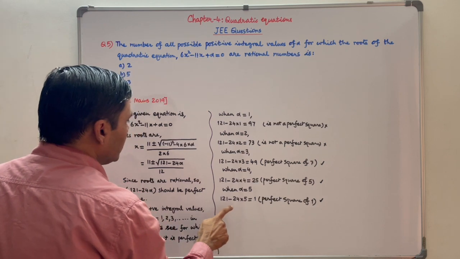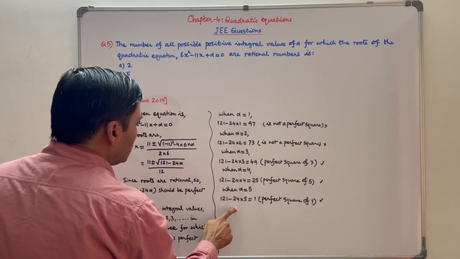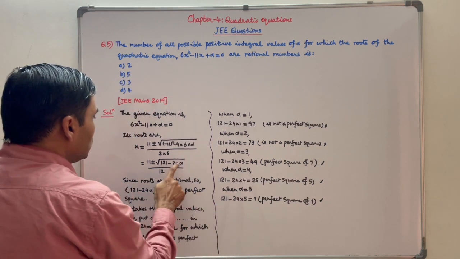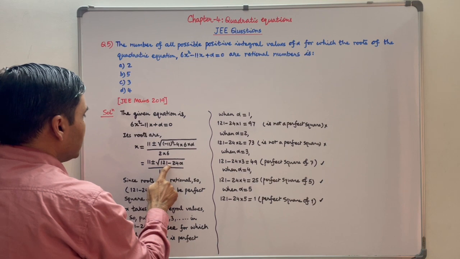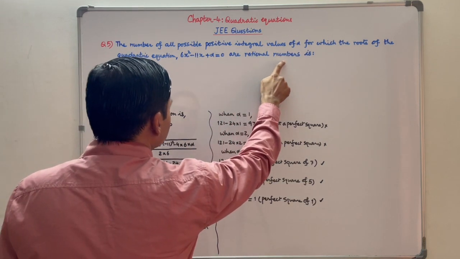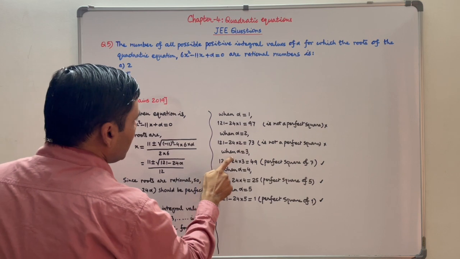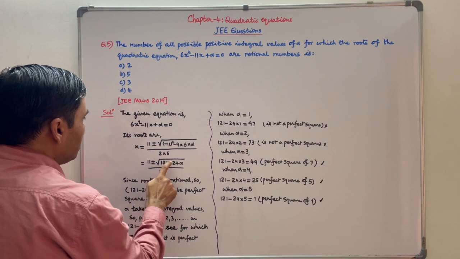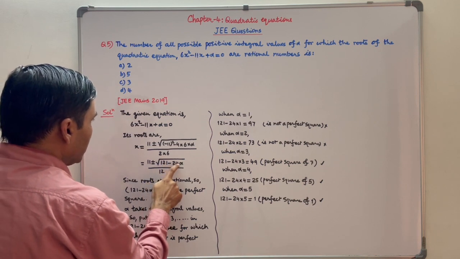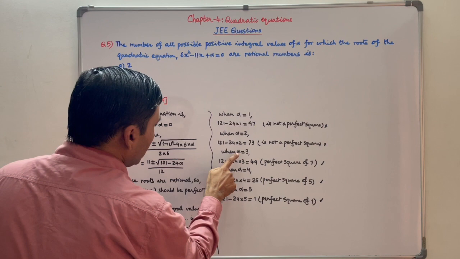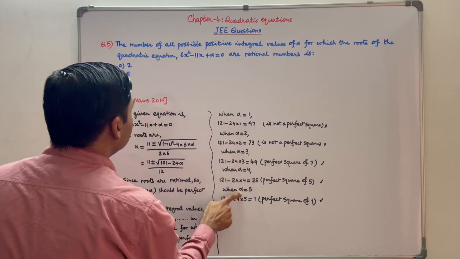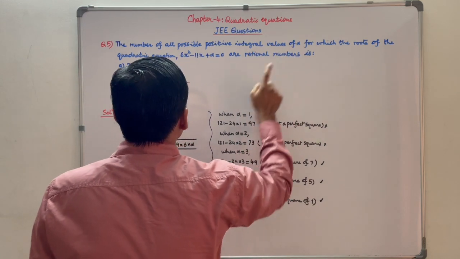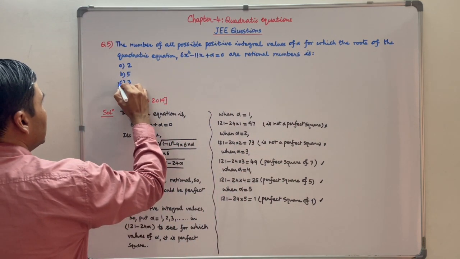We have to stop here because when we put alpha is equal to 6, value of 121 minus 24 alpha will be negative. So the roots will be complex conjugate, but it is given that roots are rational numbers. So we have found the values of alpha as 3, 4 and 5 for which 121 minus 24 alpha will be perfect square. So number of values of alpha will be 1, 2 and 3. So the number of all possible positive integral values of alpha will be 3. So option C is correct.